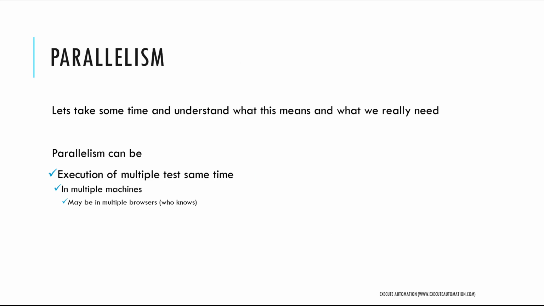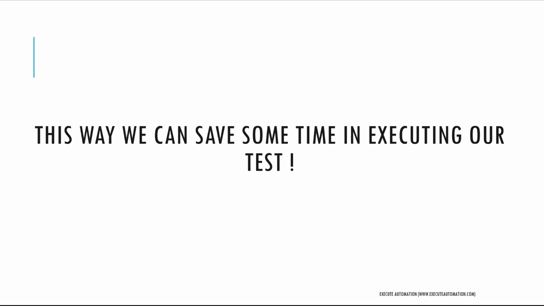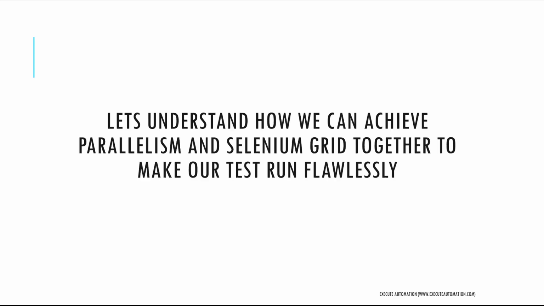So let's first of all understand what parallelism is and what this really means and what we really need out of it. Parallelism is the execution of multiple tests at the same time on multiple machines, maybe in multiple browsers. This way we can save some time in executing our tests, right? So let's understand how we can achieve parallelism and Selenium Grid together to make our tests run flawlessly.